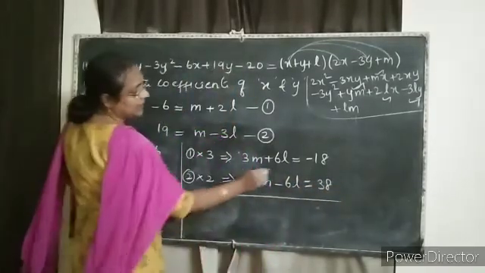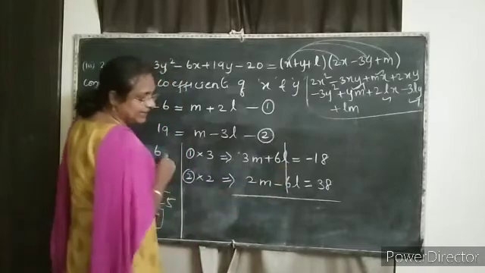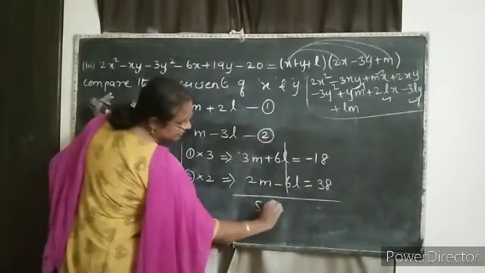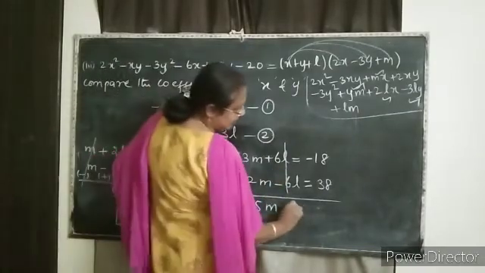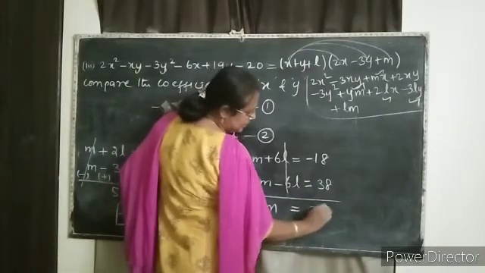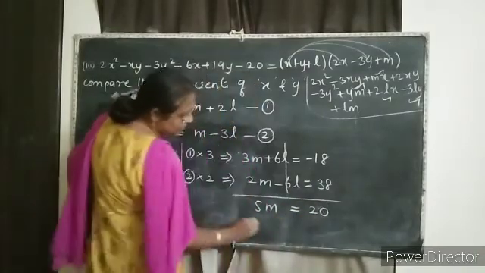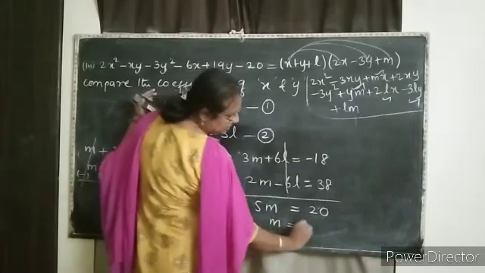Okay, இப்போ இது plus 6l minus 6l is getting cancelled. அப்போ இங்கே வந்து என்ன வந்துடுது? 5m. இப்போ 5m is equal to என்ன வரும்? Plus 20. Is that no? Okay, so m is equal to என்ன வந்துருச்சு? 4.